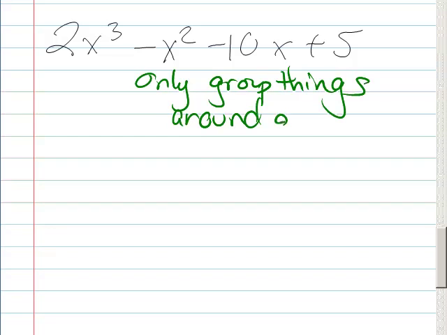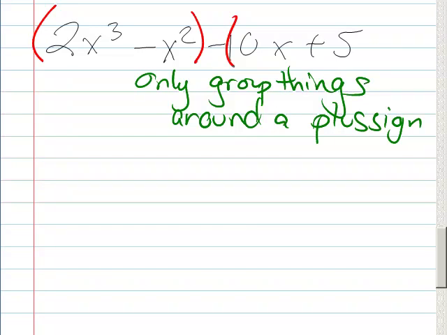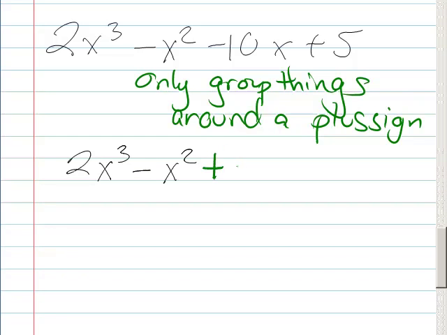around a plus sign. So, like I said, if we stuck in our parentheses here, it's joined by a minus sign. Oops, it's now gone. It's joined by a minus sign, which is bad. We definitely don't want that to happen. So take all that away again, and let's rewrite it. So what we're going to do is write 2x cubed minus x squared, and then we'll write plus a negative 10x plus 5.